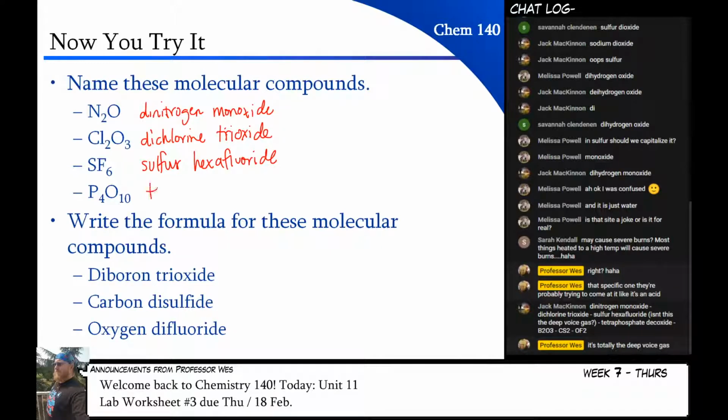And then we have tetra for 4. Phosphorus. 10 is deca. And it's oxide, to avoid the a-o conflict there. Writing out the formulas here, we got diboron, so that's B2. Trioxide is O3. Carbon disulfide. And oxygen difluoride.